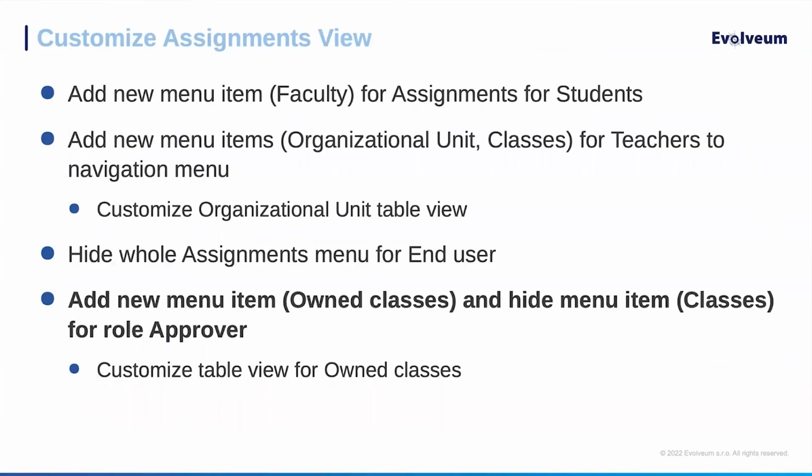A few minutes ago, we added a new menu item for classes to the main navigation menu. We did it for the teacher archetype, so when opening details of every user who is a teacher, we will see the classes menu item. But what if we don't want to show it for each teacher? What if we want different behavior for teachers while logged in as administrator and different behavior while logged in as approver? Let's see how to do something like this.